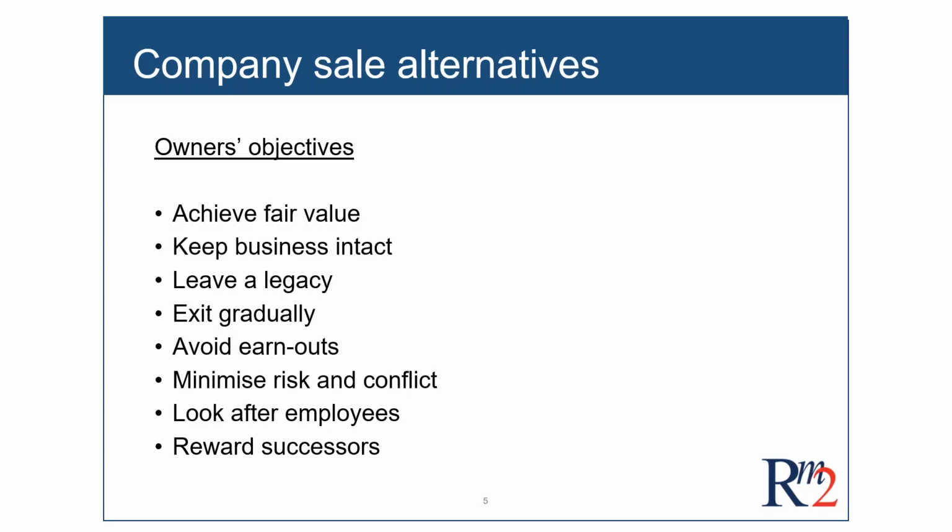It avoids earnouts. So effectively, the price that is paid by an EOT is the price at the transaction. There won't be any earnouts or any performance measures unless, of course, the owners decide to put something into the agreement.